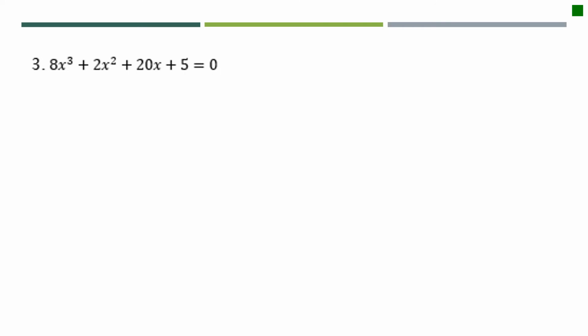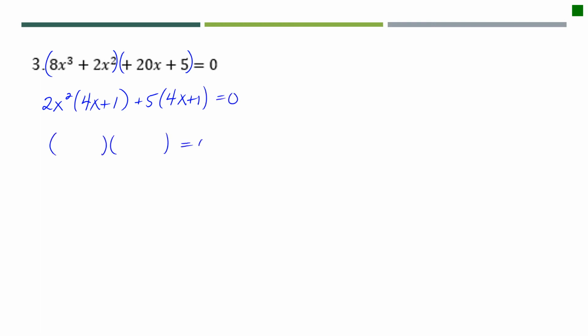All right, this problem, first thing I want to do is check for a greatest common factor. It does not have one. So the next thing I'm going to do is identify that it is a grouping problem. So that means I need parentheses around the first two and last two. And now I'm going to be doing greatest common factor. So out of the first group, I can take out 2x squared, and I would have 4x plus 1 left over. From the second group, I can take out a positive 5, and I would have 4x plus 1 left over again. And now to put it into my final two parentheses, I would have 4x plus 1 and 2x squared plus 5.